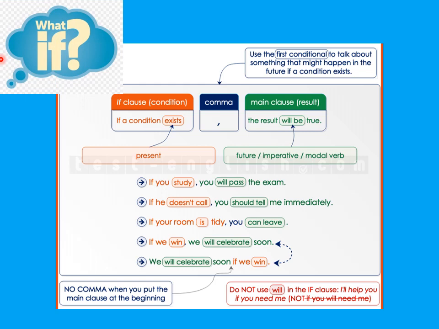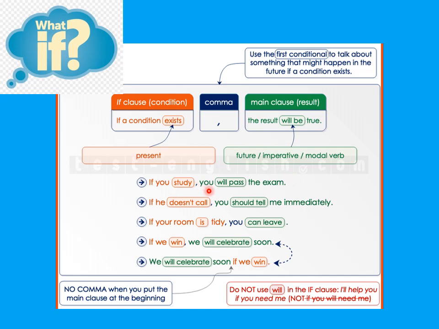What if? An if clause begins with if and has a subject and a verb. An if clause can come before or after a main clause. Notice a comma. A comma follows an if clause when it comes at the beginning of a sentence. For example, if you study, you will pass the exam. Since the if clause is in the beginning, a comma should separate it from the main clause.